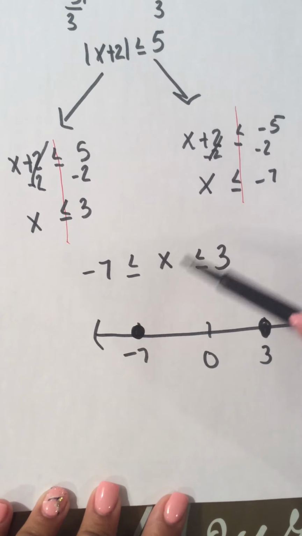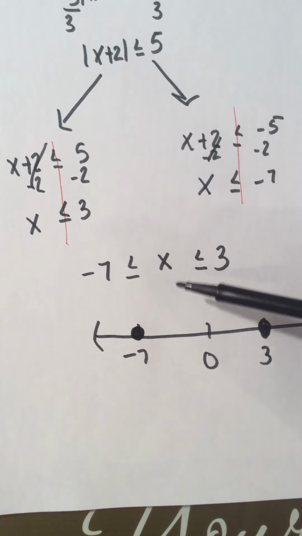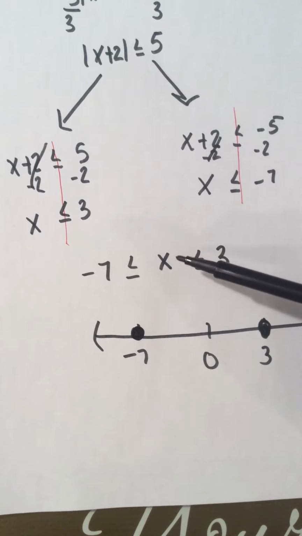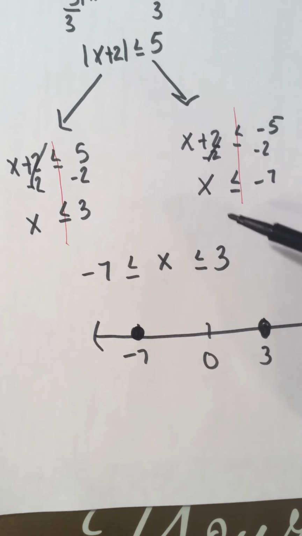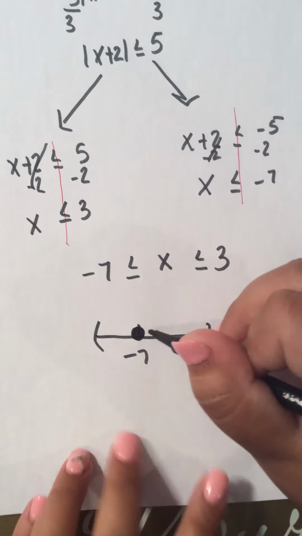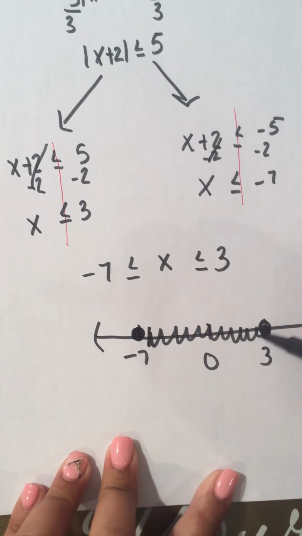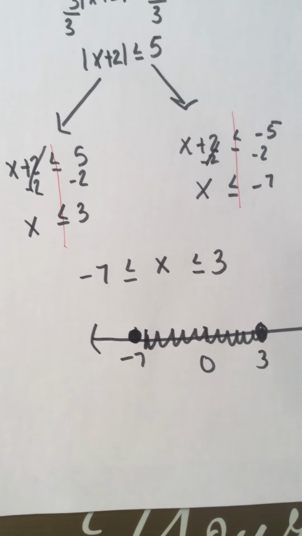And then does 0 work? I'm just going to plug it in, substitute it in. Negative 7 is less than or equal to 0. Yep. 0 is less than or equal to 3. Yep. So you shade in the middle. Okay, so for a recap, I'm actually going to go over example 2 because I think that one's the hardest one out of all of them.